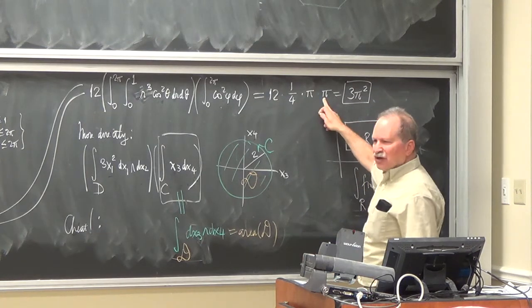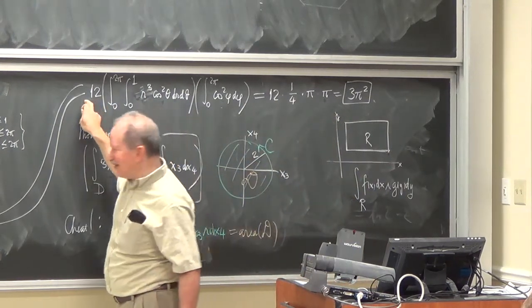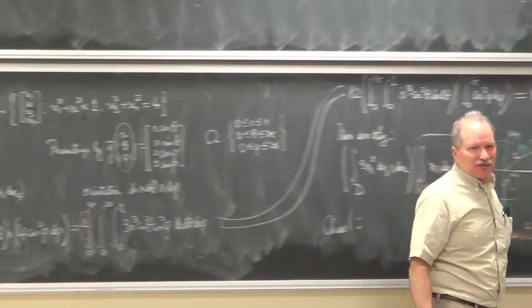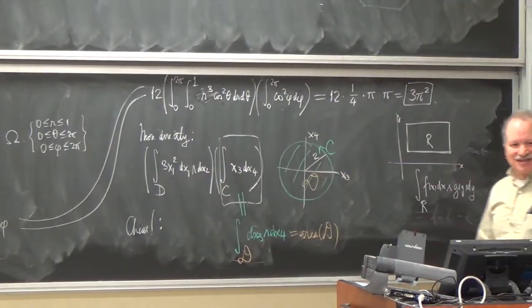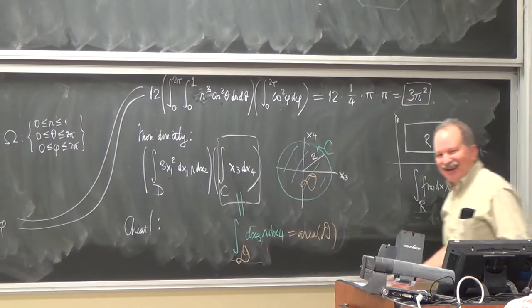And you say, well, wait, we didn't have a 4 pi in this calculation. Well, the 4 was part of the 12. This 4 was coming from the radius squared of that circle. So it's the same calculation.